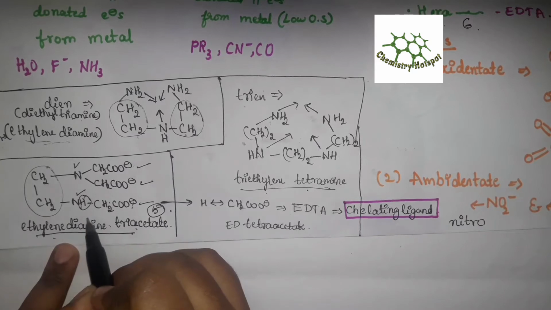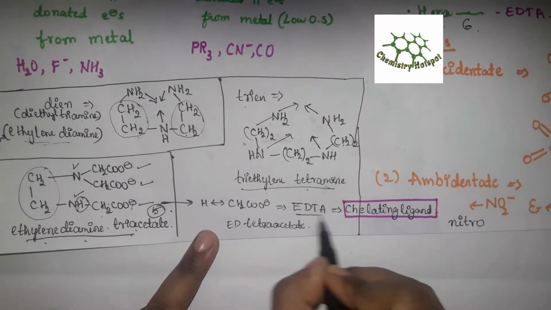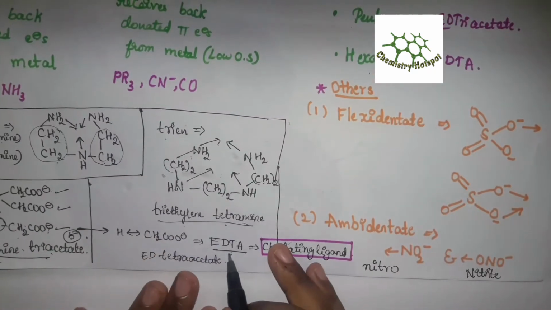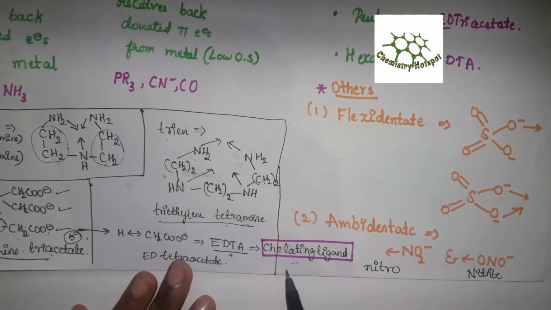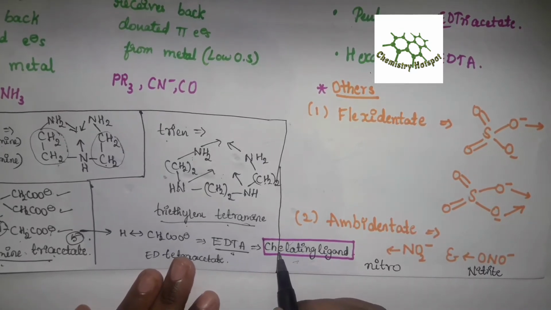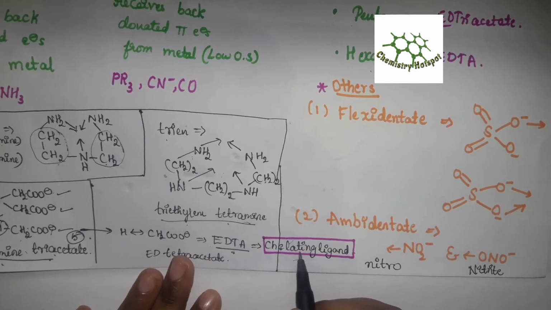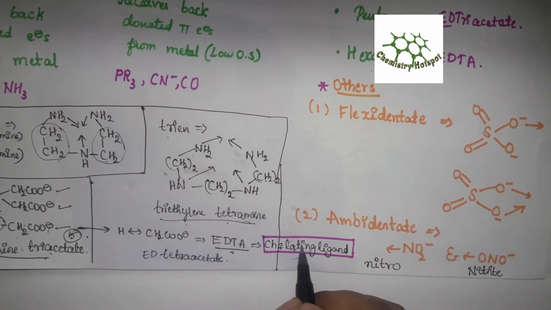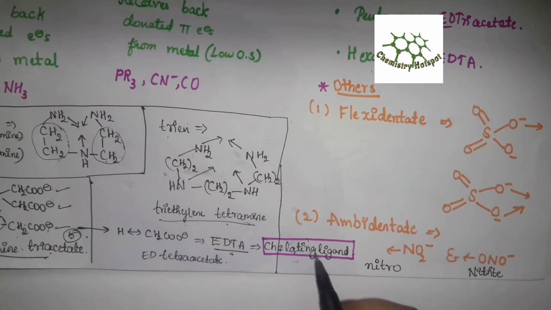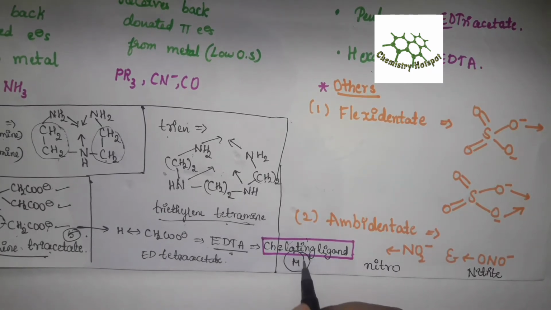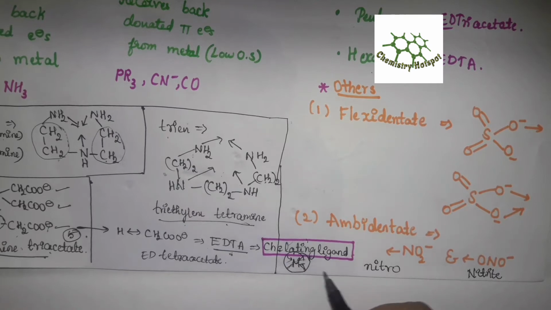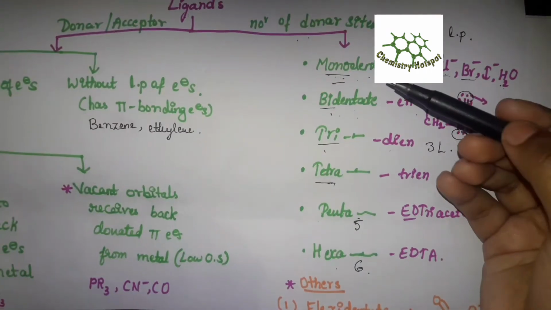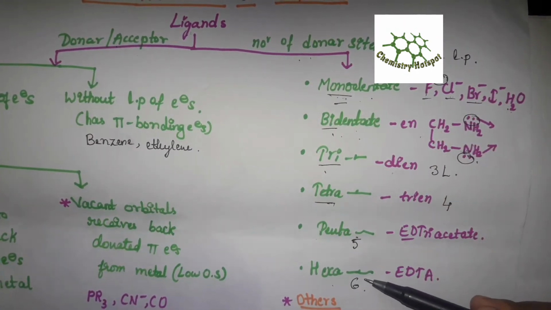If you replace one nitrogen with another acetate group, you get ethylene diamine tetraacetate. Ethylene diamine triacetate or tetraacetate belongs to a group of ligands familiarly called chelating ligands. A chelating ligand is one that forms a ring structure with the central atom. So we have discussed the types of ligands based on the number of donor sites.